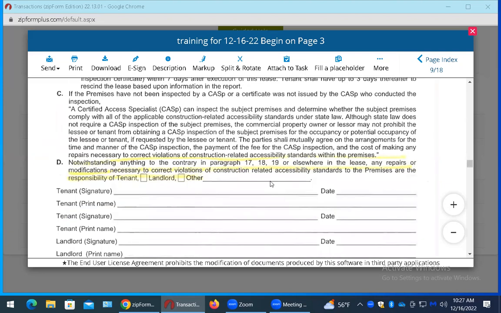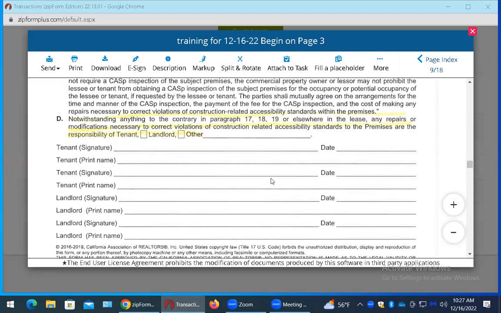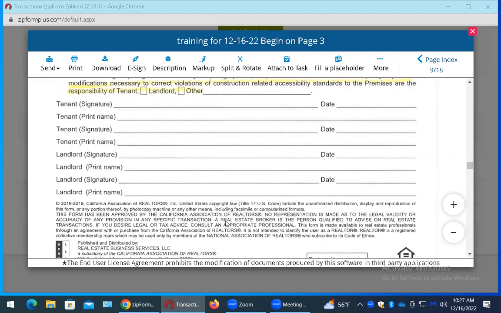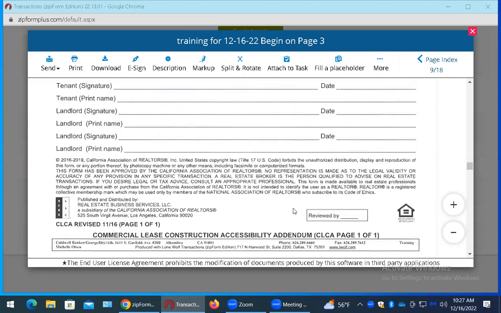Go over it with the landlord. I would be going over it before you're executing a lease. Just make sure that they have a pre-copy of this so you can be addressing it with them and filling it out properly. And then both the tenant and the landlord are going to sign.